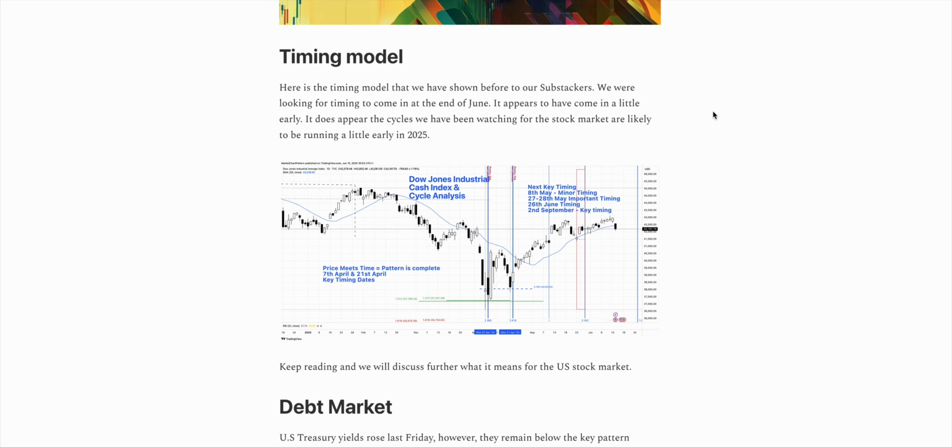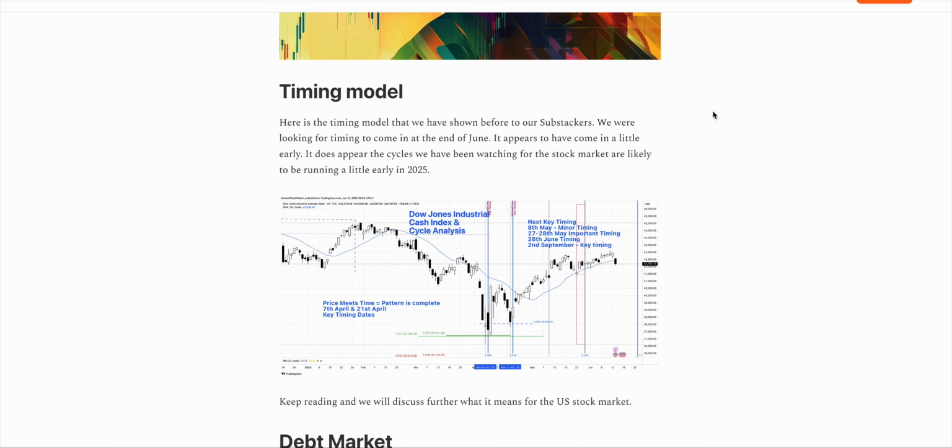So let's start by reviewing the timing model. We had some key timing coming in towards the end of June, and also on the weekly chart, which I don't have here, I also had 30th of June, so that is the same week actually coming up as well. So we need to give a couple of weeks on either side on the weekly chart, and it does appear to me that the timing might have come in a little bit early. What it means for the stock indices, we'll take a look at a little bit later on, but we just need to keep the 26th of June timing in mind, and also later on we have the end of August, 2nd of September coming in as key dates as well.